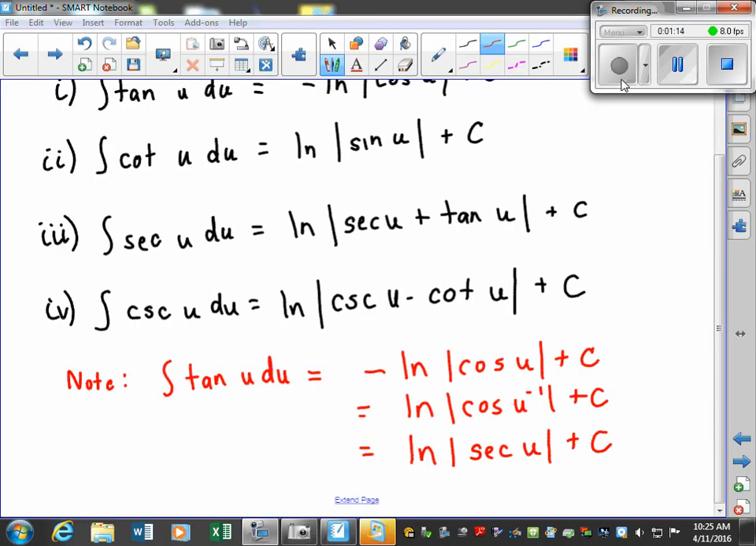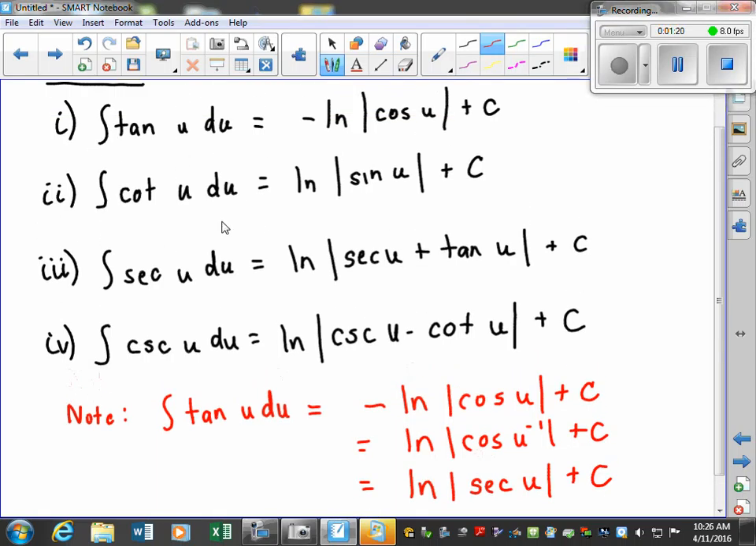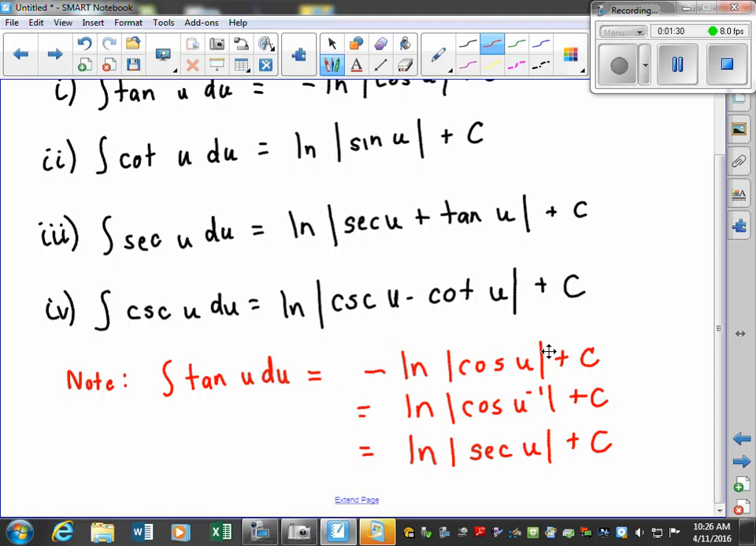Okay, one other thing I want to call your attention to before we go ahead and start some examples is that this first one, let me see if I can move up some. The integral of tangent u du is equal to the negative natural log of the cosine of u plus constant. That's what we have right here, but sometimes you will see it written as the natural log of the secant of u, and how that simplifies is using your property.